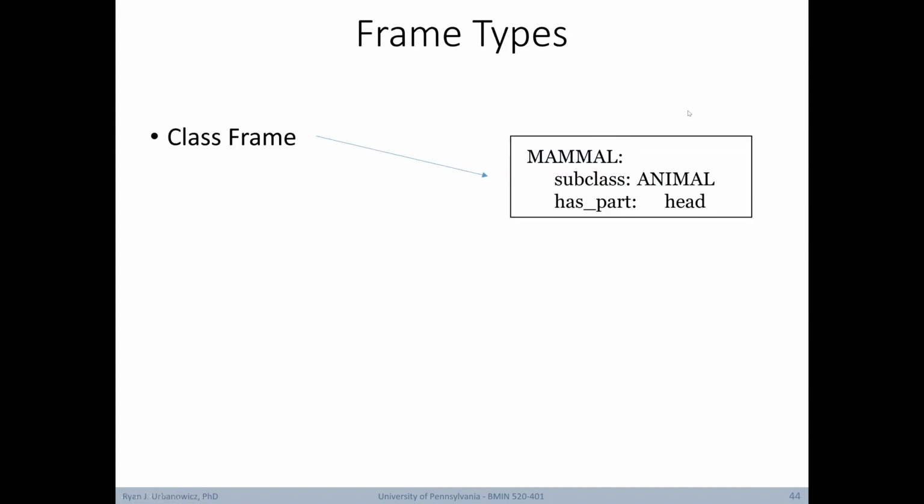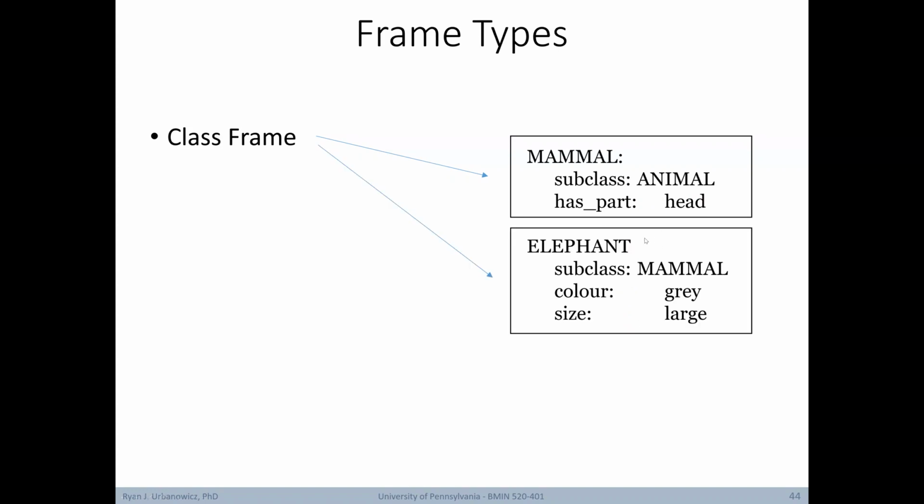Let's review some basic frame types. The first is a class frame. So here we have the class mammal, which is a subclass of the class animal. Additionally, mammal has part head. And of course, there could be more information included in this frame. Here's another example of a class frame. This one is class elephant, with subclass mammal, color gray, and size large.